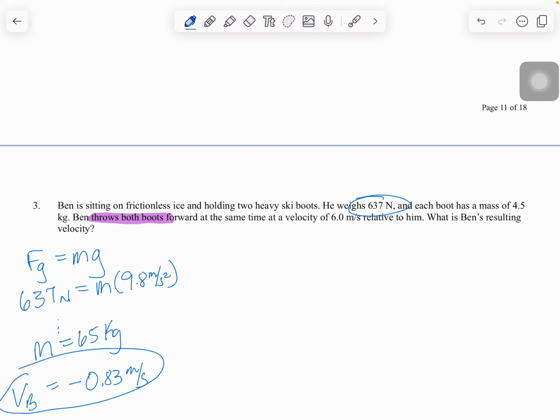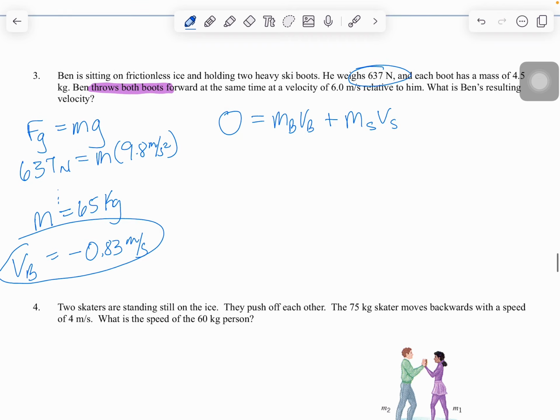If you're careful when you're setting it up, the signs will take care of themselves. So you'll be okay. And you're setting everything equal to 0. So I'll show you this one too again. You're saying that mass of boot, velocity of boots, plus mass of Ben, velocity of Ben, I guess I'll just call it ski, plus mass of ski boot, velocity of ski boots. So you're going to set it up like that, just like we did with the first one. Okay, so work through that one.